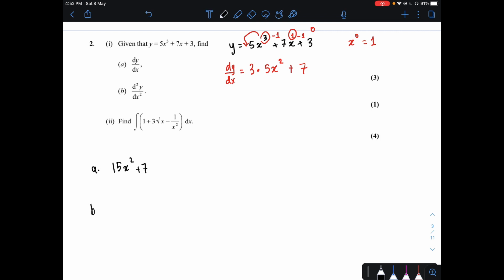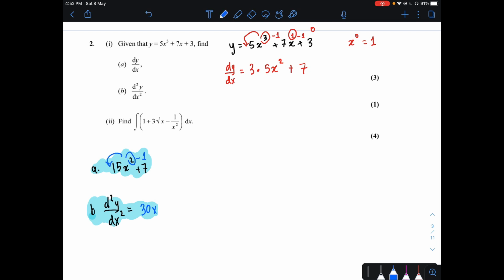Now part B says d squared y over dx squared. What that means is we're going to differentiate part A again. If we differentiate part A again, the only term that has x components is the first term, 15x squared. If we differentiate this, we take down the power, like we did before, and subtract 1, so you're left with 30x. That's it. So that's the answer for part A, and this is the answer for part B.